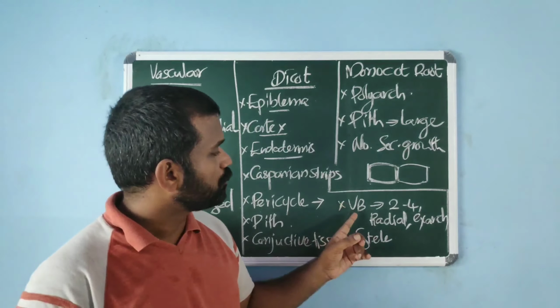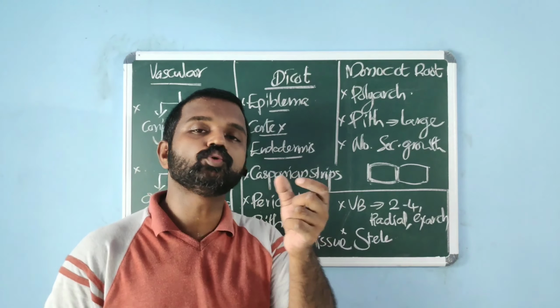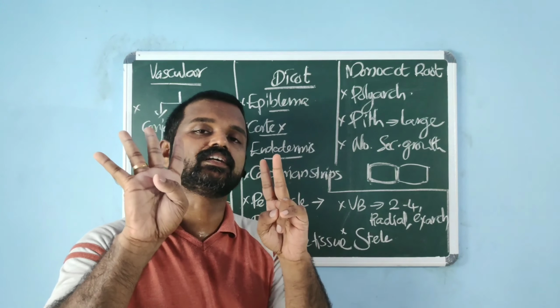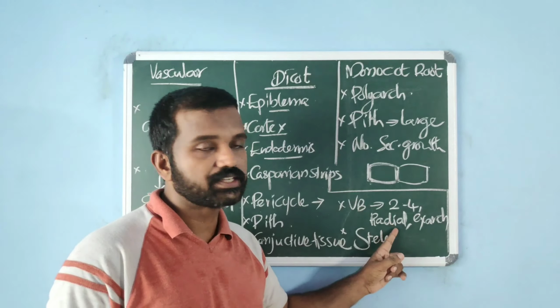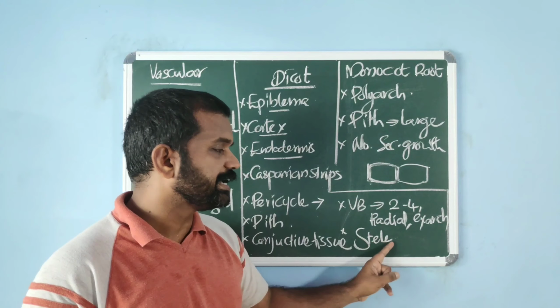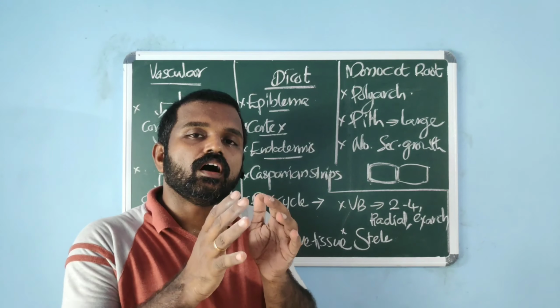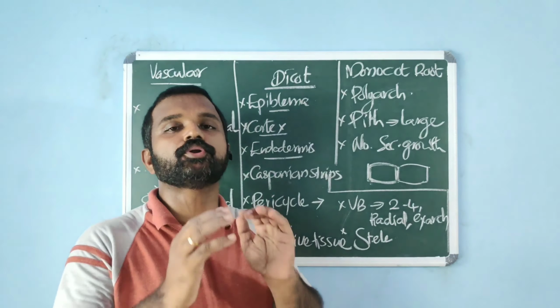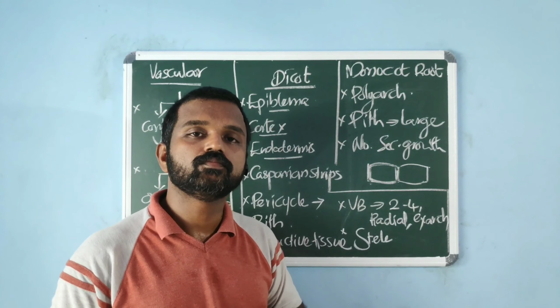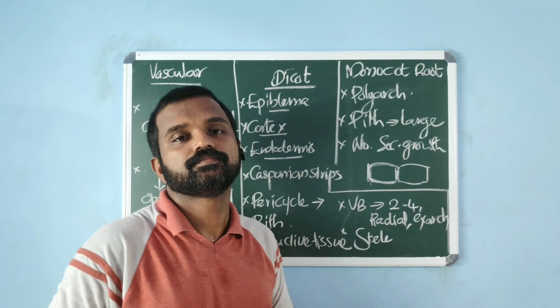Then vascular bundles: the number of xylem ranges from 2 to 4, diarch to tetrarch, and the vascular bundles are radial, exarch. Then the stele. Stele is a technical term that includes all tissues inner to the endodermis, which means it starts from the pericycle.